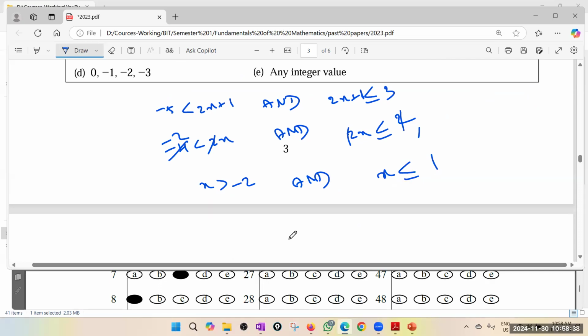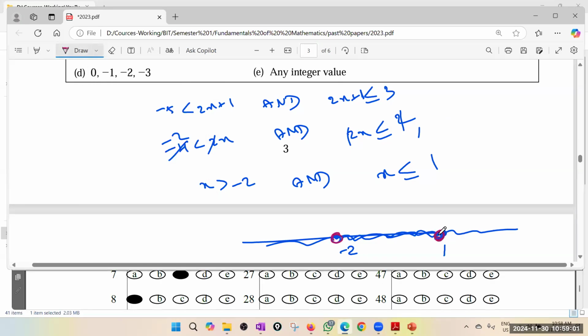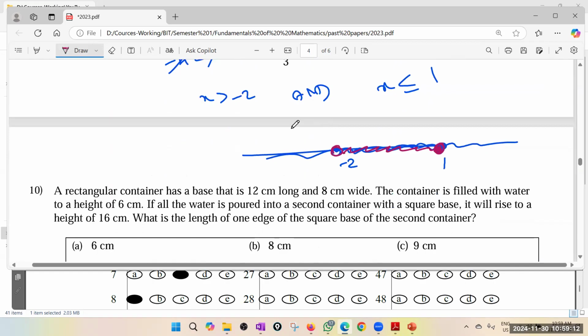So that means, okay, x must be greater than minus 2, and it must be less than or equal to 1. That means it must be here. So that means my final answer is this range, this is exclusive, this is inclusive. Right, and it's an integer. Because the answer is not a range, they have given the integers. So minus 2 is an integer, but it is exclusive. So the next integer is minus 1, then 0, 1 is inclusive. So the answers are minus 1, 0, and plus 1.